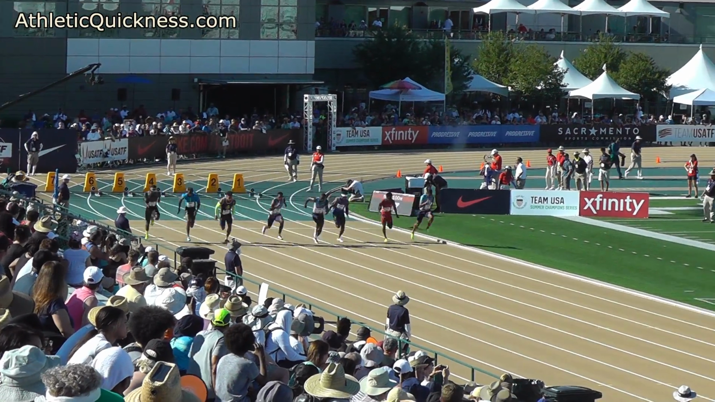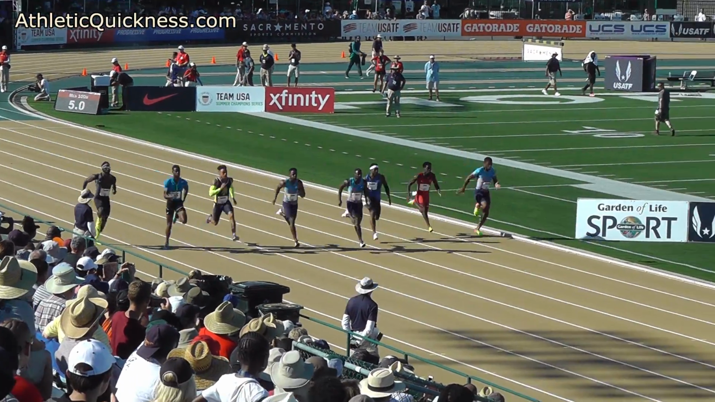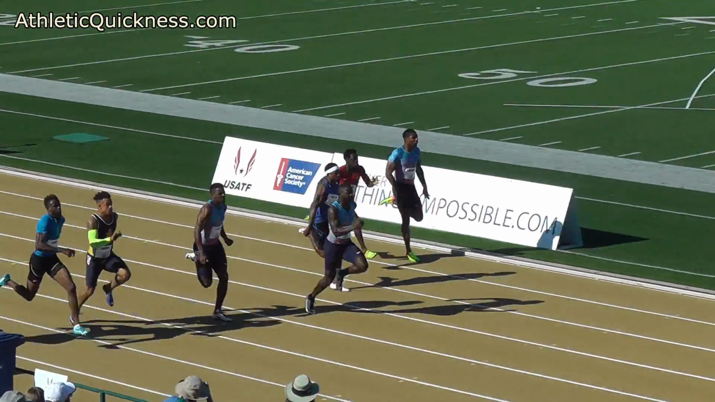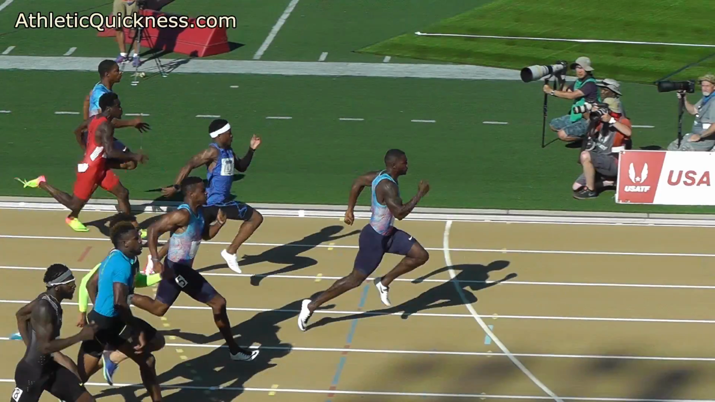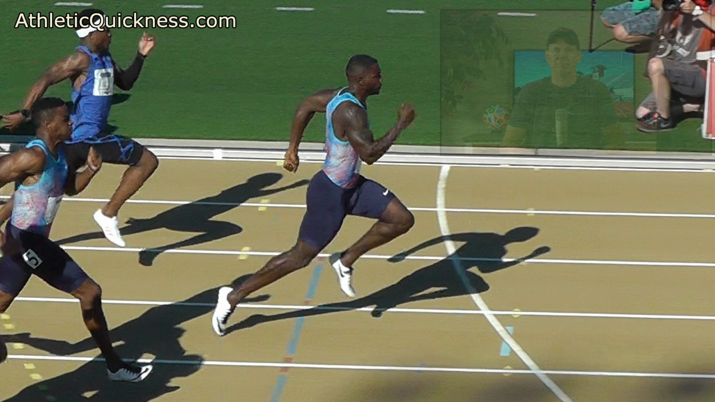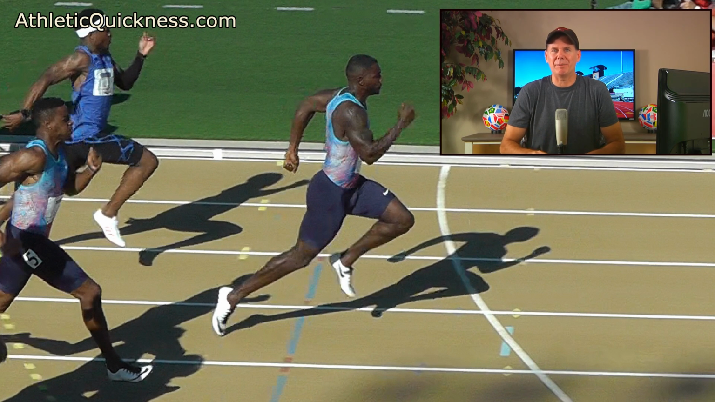And semi number 2 is underway. Gatlin in 4, Young in lane 5. Young, the fastest qualifier to the semis. He's your world leader.